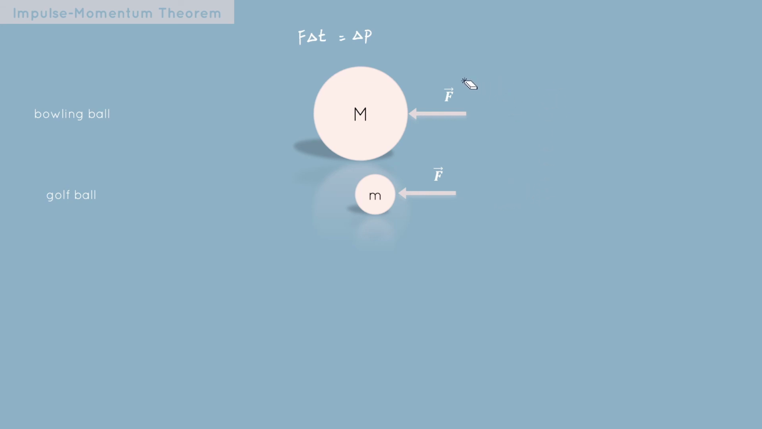So again, the change in momentum for the bowling ball is greater than the change in momentum for the golf ball. If you want the time over which the force acts to be the same, then the force applied for the bowling ball must be greater than for the golf ball.